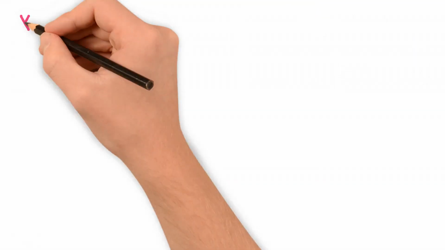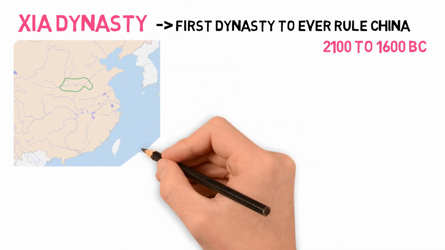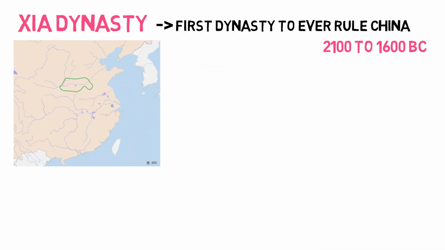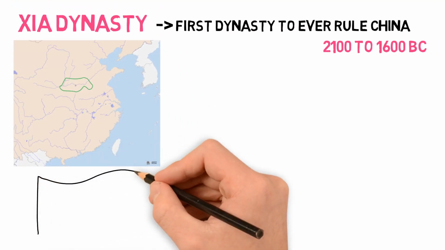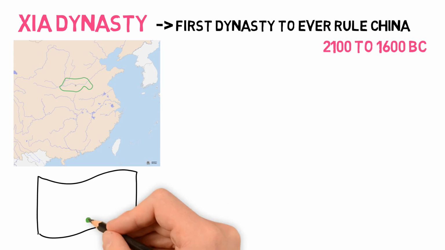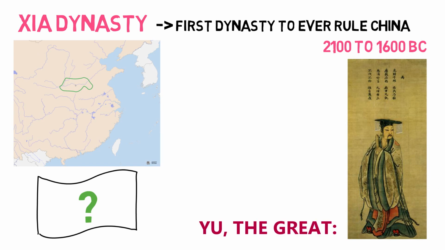After this mythological time comes the Xia dynasty. The Xia dynasty is supposed to be the first dynasty to ever actually rule China, around 2100 to 1600 BC. Although being somewhat unconfirmed, its likeliness to exist is higher than the 5 emperors. They ruled a small region of China and were established by Yu the Great, who was given the throne by the 5 emperors.